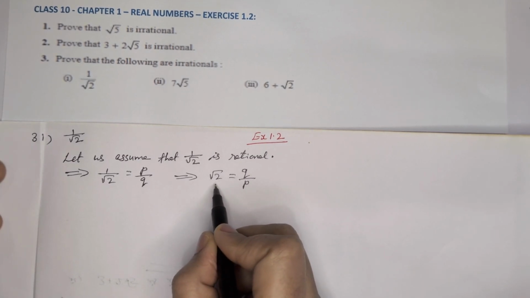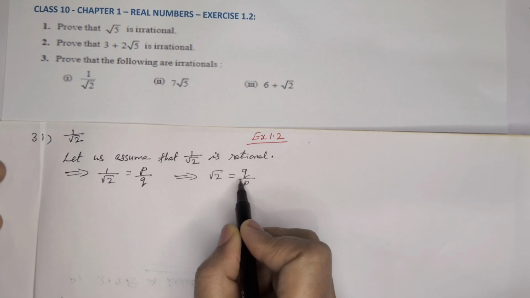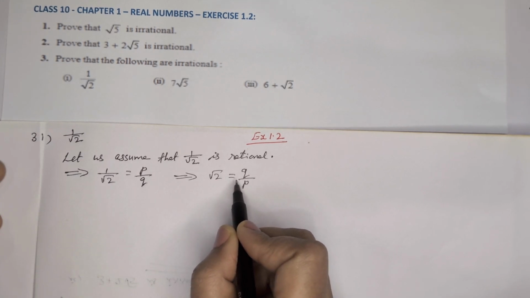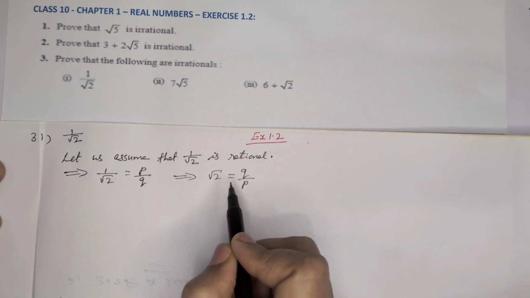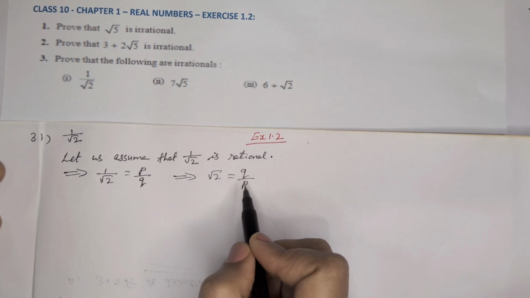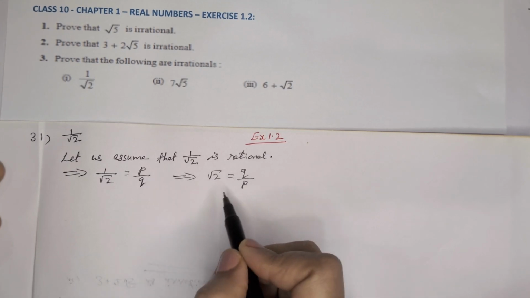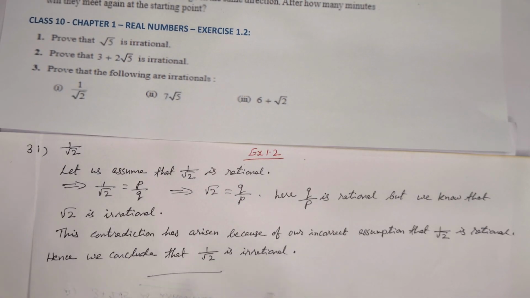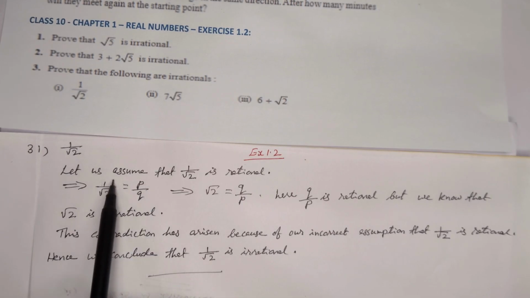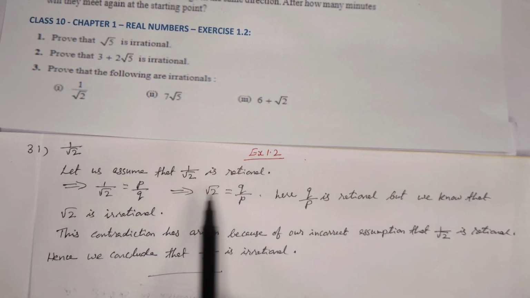So one side is an irrational number and the other side is a rational number. They both are not equal, which contradicts the fact that root 2 is an irrational number. Therefore, we can write that 1 by root 2 is an irrational number. This contradiction has arisen because of our incorrect assumption that 1 by root 2 is rational. Therefore, we can conclude that 1 by root 2 is irrational.